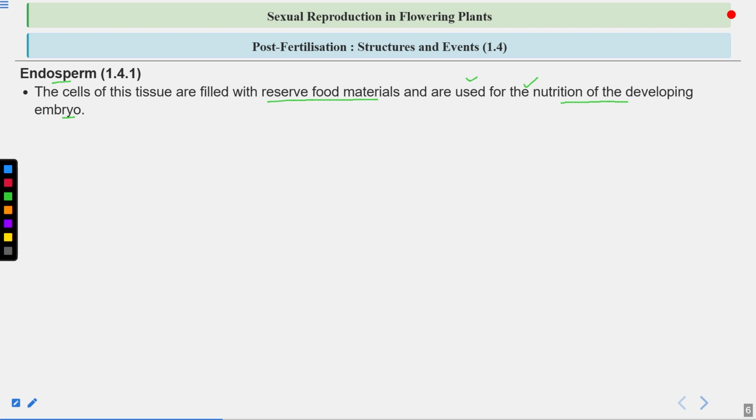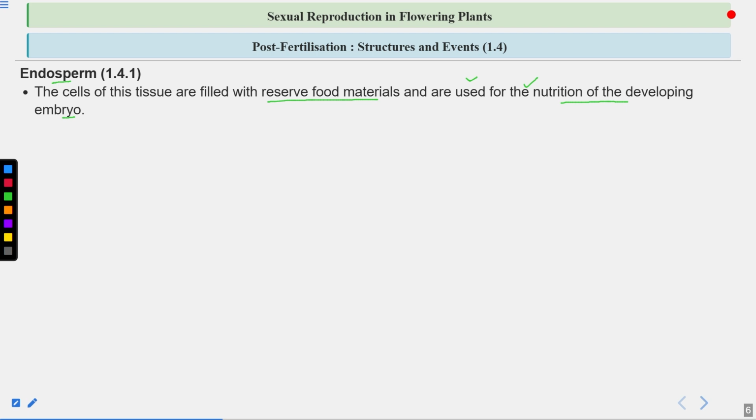Now, I want to ask a question here: the reserve food material is provided by the endosperm only. Why are the other tissues not involved in this? Why is the endosperm more concerned with providing nourishment?